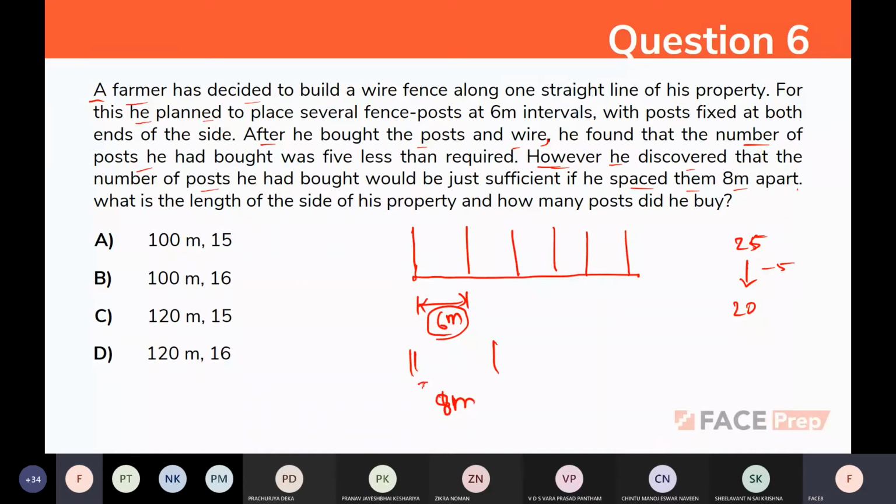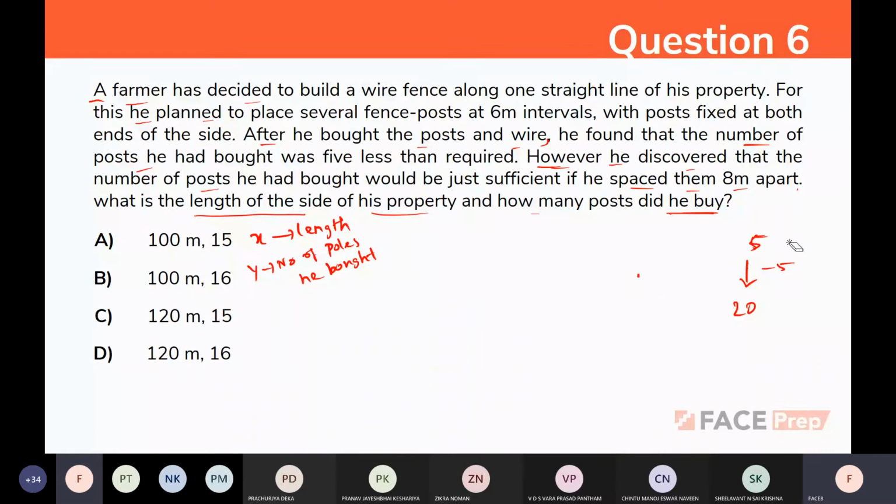We need to find the length of his property and how many posts he bought. So let's say x is the length, and y is the number of poles he bought. Are you guys clear with the question? Any doubts in the question and what's happening? Okay, I assume there are no doubts.